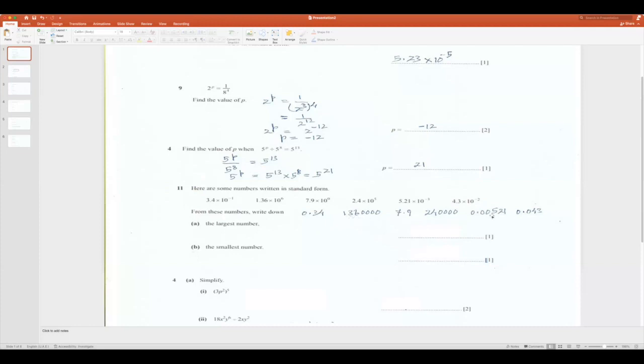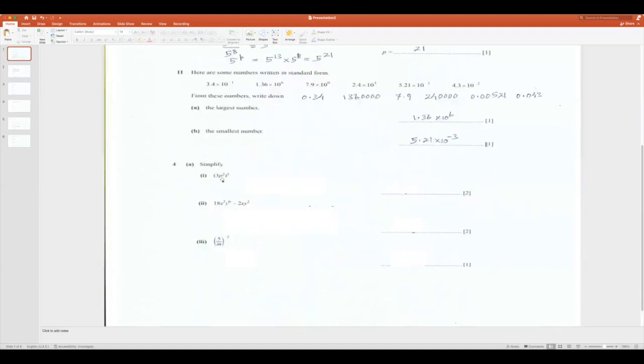Smallest number, this is the smallest number. So the largest number is 1.36 into 10 to the power 6. The smallest number is 5.21 into 10 to the power minus 3. Simplify: 3 into p to the power 2 into 5.